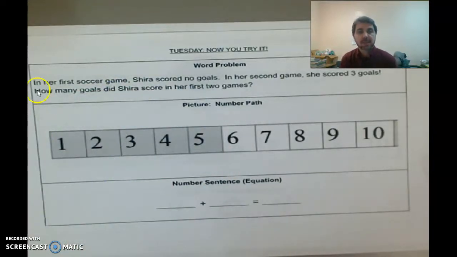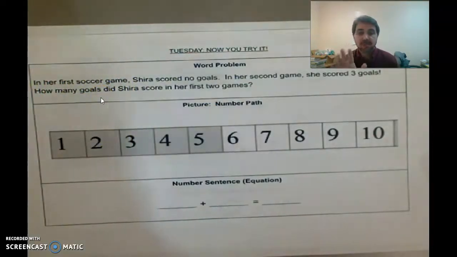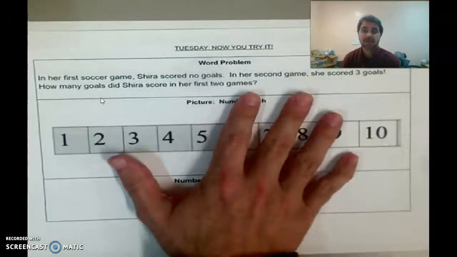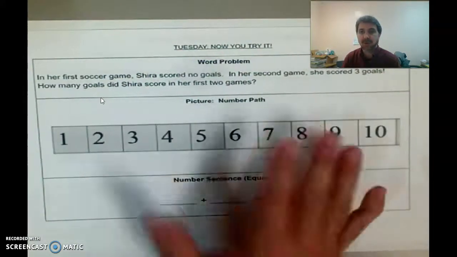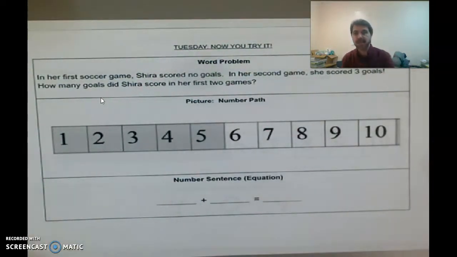All right. It says, in her first soccer game, let's stop for a second, boys and girls. Make sure you have the paper out. If I'm going too fast, just pause the video, all right? And then take it out, and when you're ready, come on back, okay? All right, we ready? All right.